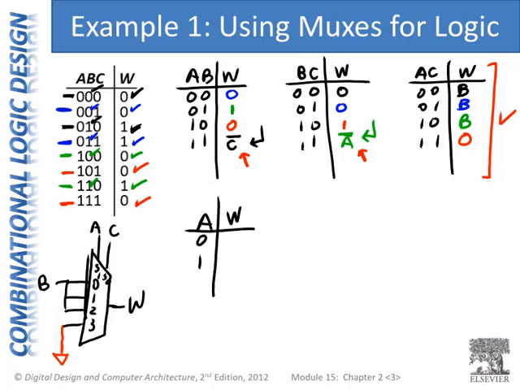So now our possible values for A are 0 and 1. When A is 0, these two rows, well, the output just follows B. B is 0, W is 0, B is 1, W is 1. And now, when A is 1, the only way we're going to get a 1 on our output, we won't get a 1 when B is 0, but we could get a 1 when B is 1 and C is 0. So B and C bar.